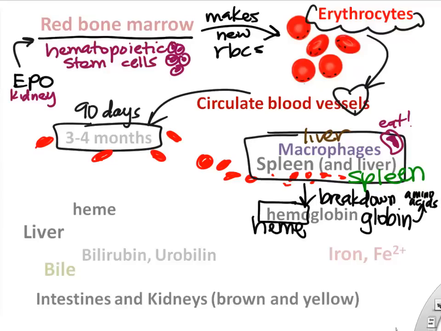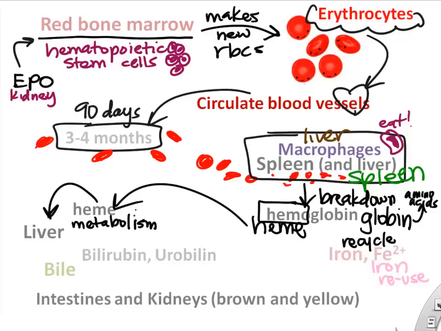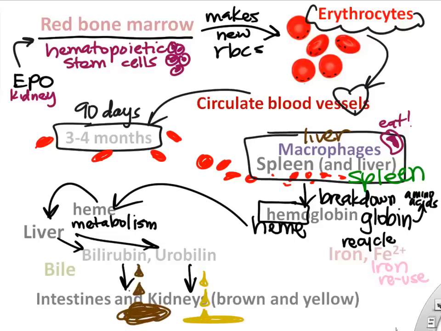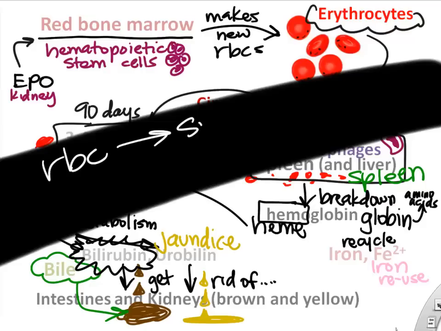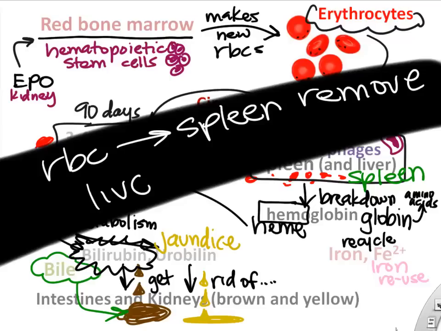The globin, basically we can recycle the iron and the amino acids. What about the heme? The heme has pretty complex metabolism, which includes the liver. The liver will actually process that heme into things like bilirubin and urobilin. Urobilin you can pee out from your kidneys. The bilirubin you can get rid of through bile in your poop, and so that's how you can process the bilirubin and get rid of those heme molecules. If the bilirubin builds up, that's called jaundice, and we can talk more about that in class.